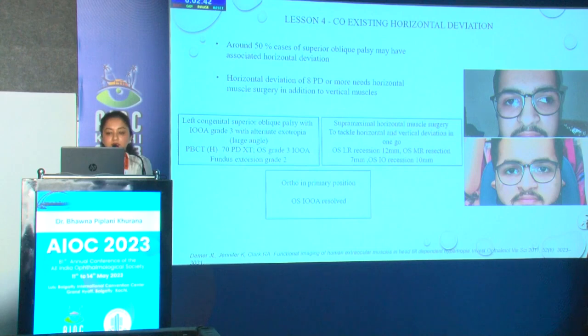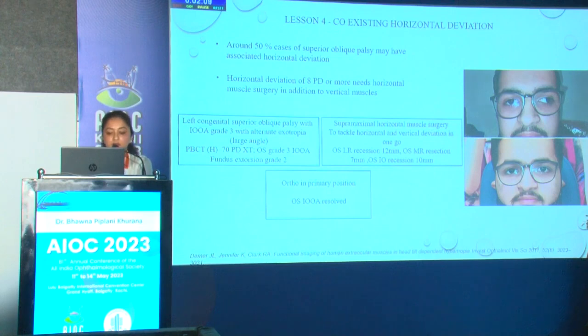Lesson number 4, coexisting horizontal vertical deviation may be present in around 50% cases of superior oblique palsy. Horizontal deviation of 8 PD or more might need horizontal muscle surgery in addition to vertical muscle surgery. For example, in this case of a left congenital superior oblique palsy with inferior oblique overaction grade 3 and large angle alternating exotropia, he had 70 PD XT horizontal deviation, grade 3 inferior oblique overaction, and fundus extortion grade 2.